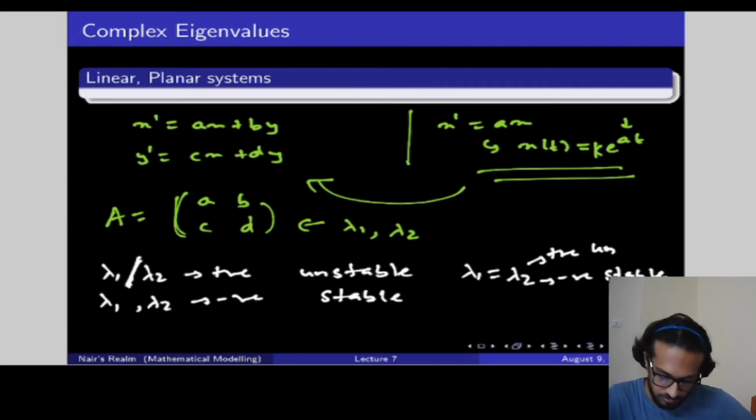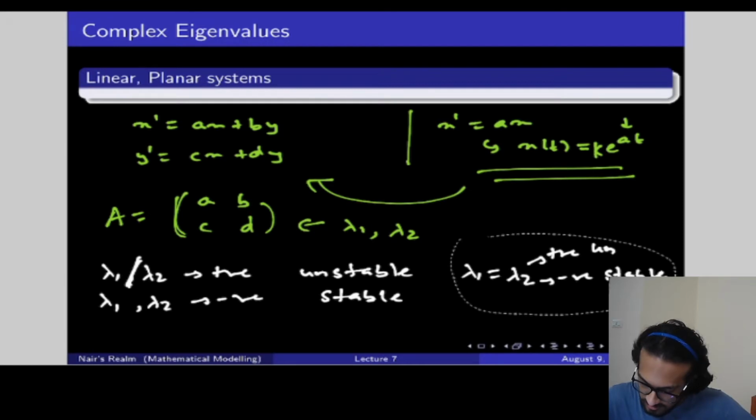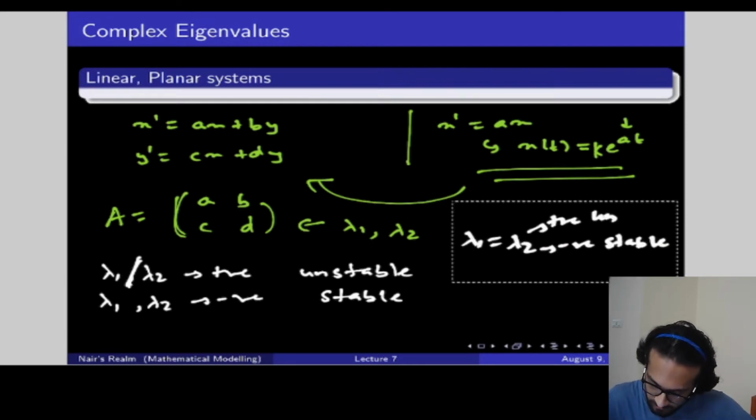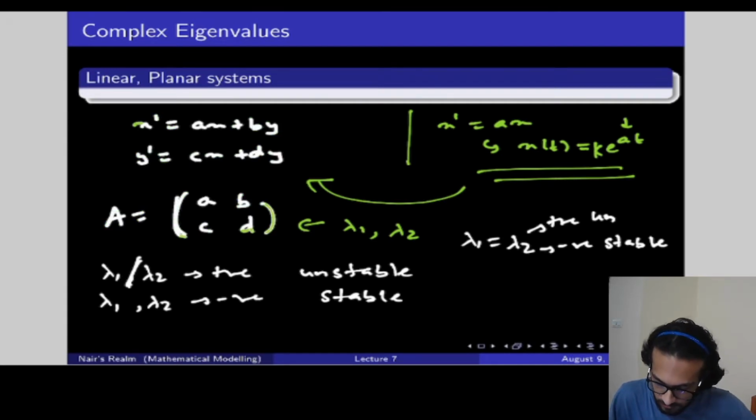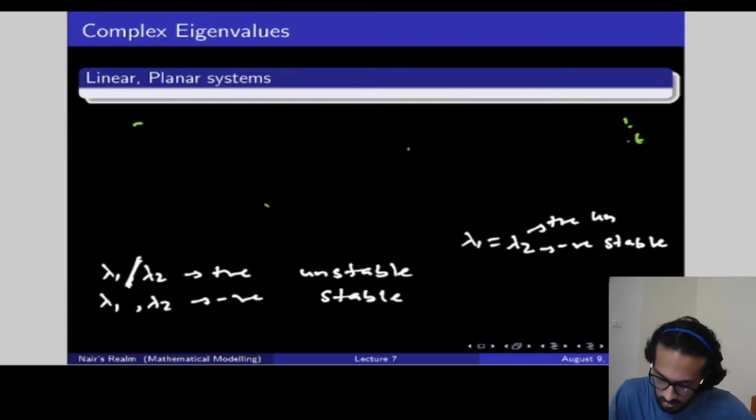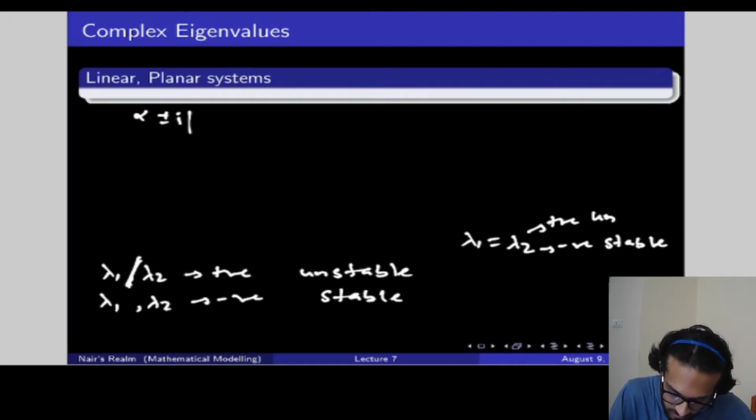So now the only case which we didn't discuss in depth in the previous video was complex eigenvalues. So with complex eigenvalues, there are multiple things possible, right? Okay, so let's just erase some of this to make it easier. So we're talking about complex eigenvalues, right? And complex eigenvalues are of the form alpha plus or minus i beta.